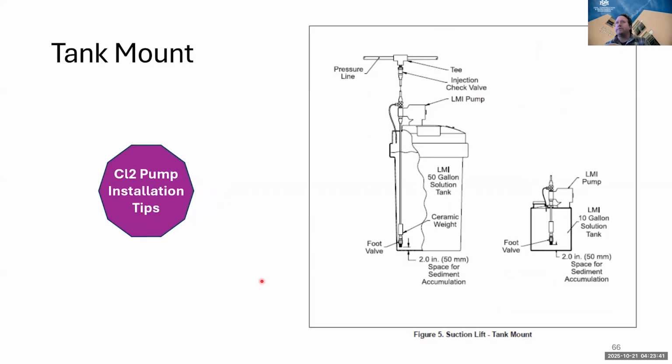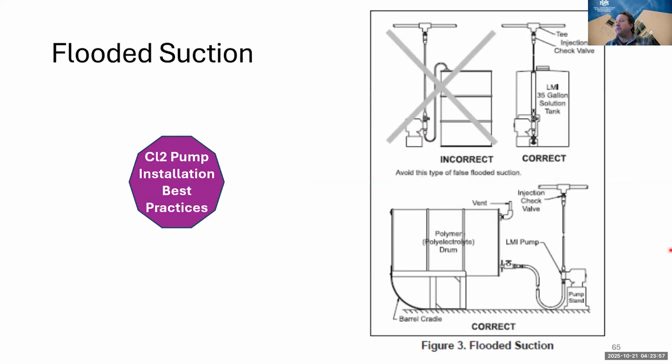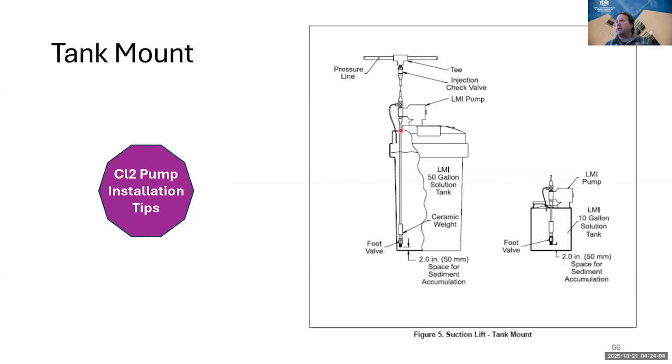Instead, what we see a lot with systems is tank mount. So this is an example of tank mount. Again, we have our day tank of chlorine solution, we have our pump up on top of it, and then we have our suction lift line with a foot valve. In the previous examples, you don't need a foot valve, because we have flooded suction. We don't need to keep our solution in our suction lift line as we do with these tank mount situations. That's what the foot valve does. It keeps solution in our suction lift line.